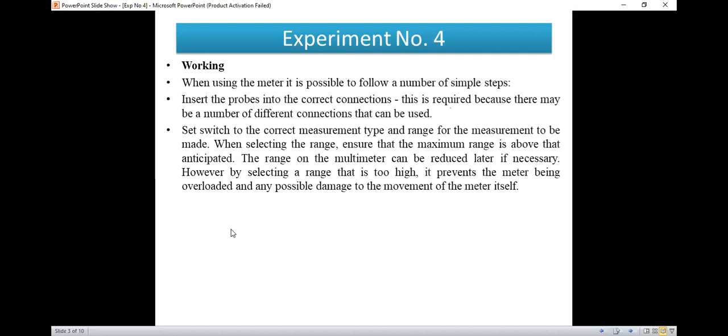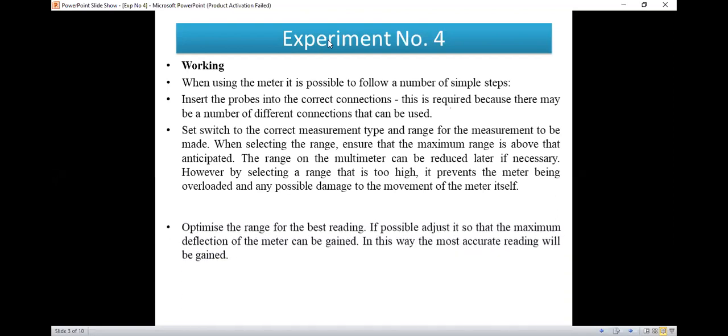So select the range. If the range is too high, that prevents the meter being overloaded. If the meter is overloaded, there may be possible damage to the movement of the meter itself. At that situation the damage will happen, so take precaution and prevent that overloading.